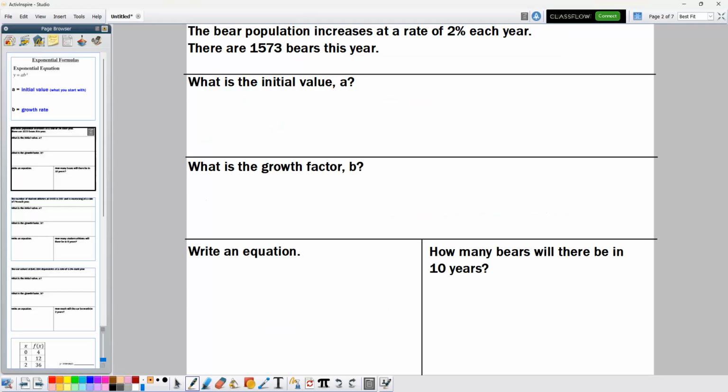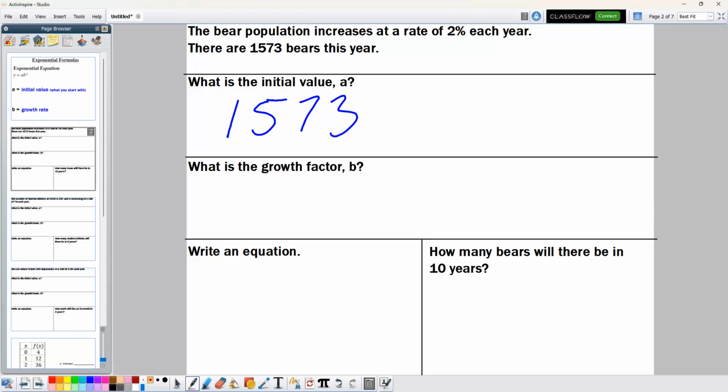The bear population increases at a rate of 2% each year. There are 1,573 bears this year. What's your initial value? All right, what are we starting with? We're starting with 1,573 bears, and our growth factor, sometimes people might say, hey, we're growing by 2%. Let's write 2% right here. Well, that's kind of right, but if it's just 2%, then that's going to be decaying. You're going to be losing a lot of bears if you're multiplying by 0.02 each time.